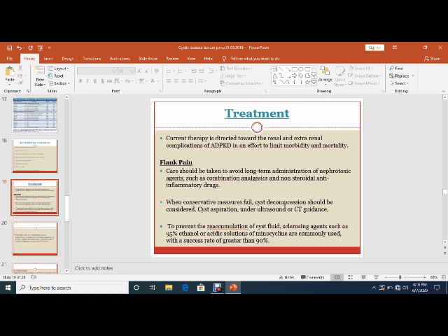So for the relief of the pain, we should give analgesics and non-steroidal anti-inflammatory drugs. But remember, we should not use them for a prolonged period, because these drugs are nephrotoxic. When conservative measures fail or pain doesn't subside, we must think this cyst may be enlarged. So we should do cyst decompression, cyst aspiration. This procedure should be done under ultrasound or CT guidance.